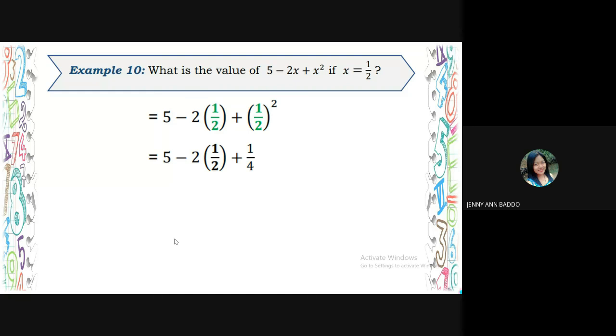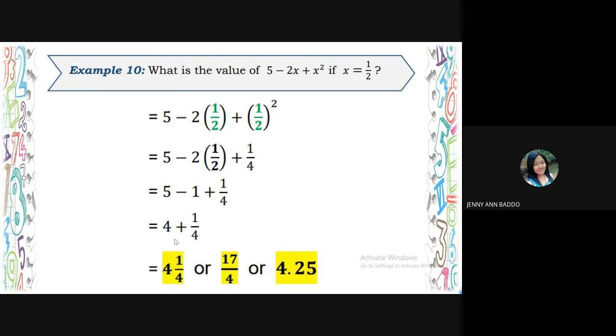We have 5 minus 2 times 1 half plus 1 half squared, which is the same as 1 half times 1 half. So that's 1 times 1, 1. 2 times 2 is 4. So we have 1/4. Next, work on the multiplication. 2 times 1 half. So we have 2 times 1 is 2 over 2. 2 divided by 2 is 1. So that's 5 minus 1 plus 1/4 now. Next, 5 minus 1 is 4 plus 1/4. It's 4 and 1/4 or 17 over 4, or in decimal form, it's 4.25.